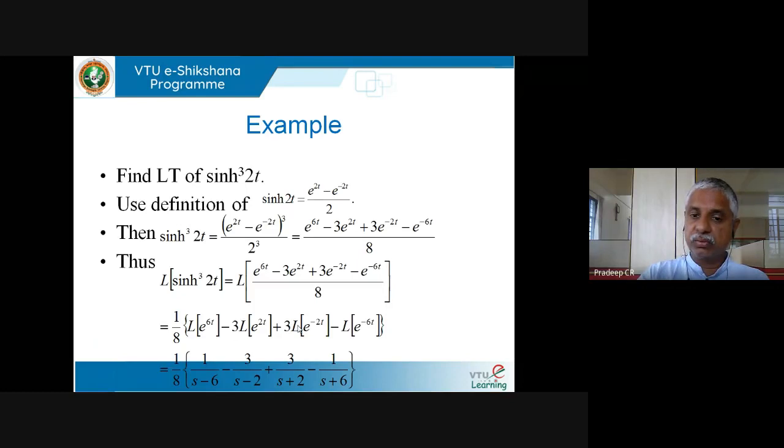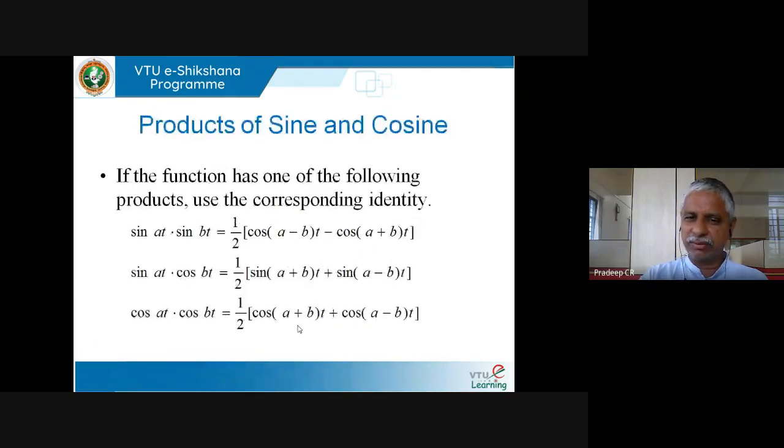And then I also told several examples about powers of sine, powers of cos, not all powers, sine square, cos square. In that case, we use the formula which says cos 2t is cos square minus sine square, which is the same as cos 2t is 2 cos square minus 1 or 1 minus 2 sine square. So we use this formula if I want to find the Laplace of sine square 5t and things like that, or cos square 7t, cos square 8t, sine square 8t.